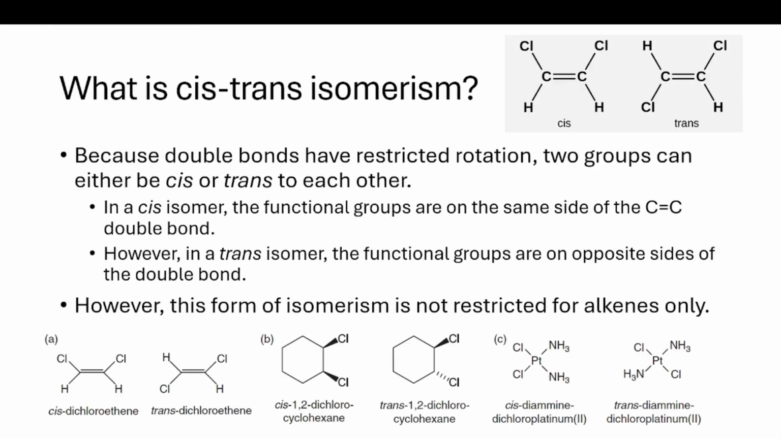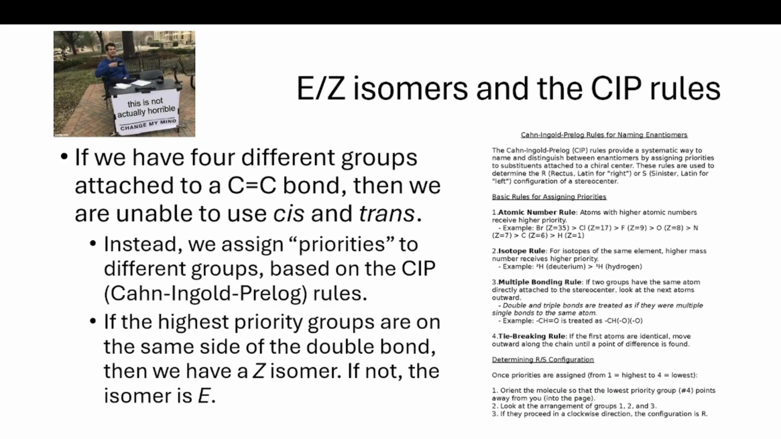Now, we see that in this initial molecule, this alkene, we have 2 chlorines and 2 hydrogens. But what if we had something like 4 chlorines, or a fluorine, a chlorine, a bromine, and an iodine? So we have 4 different groups. Because of this, we can't just use cis and trans.